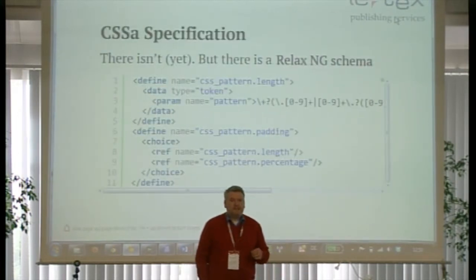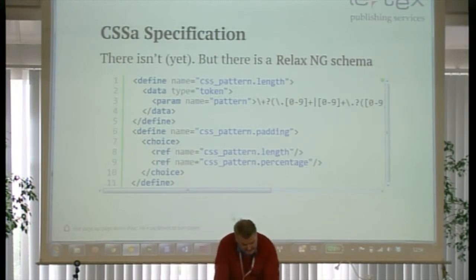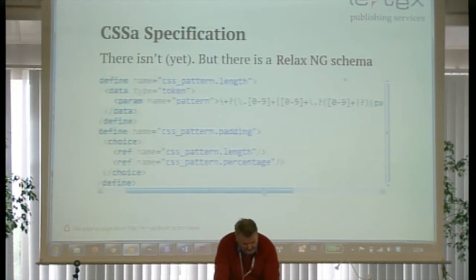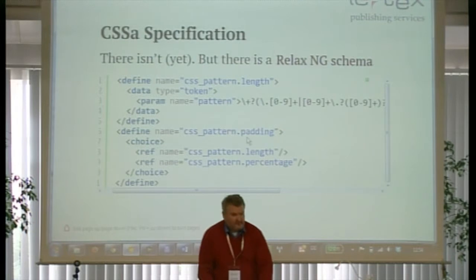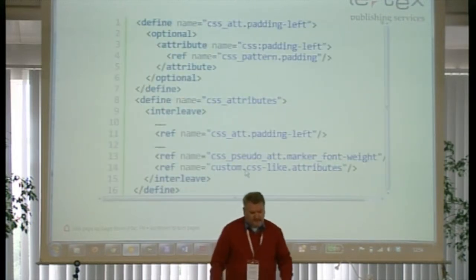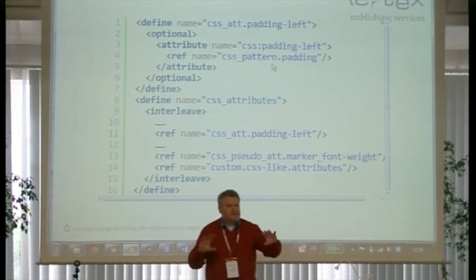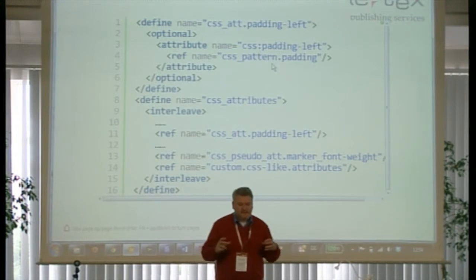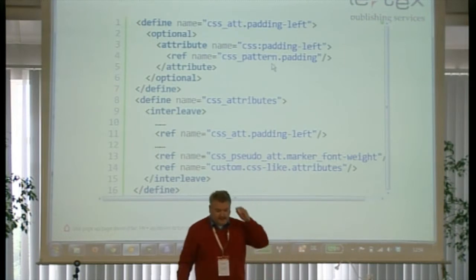Yeah, as I said, we developed a relaxing schema for that. You see here a regex that will check for length, and then the padding pattern for the padding property is defined as either a length or a percentage, which is defined in some other place, and then we define the proper attributes, padding left. We don't do these compound attributes, so there is no CSS padding. You only have padding left, padding right, etc.